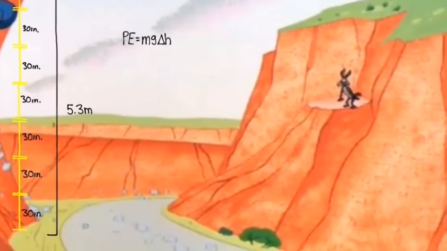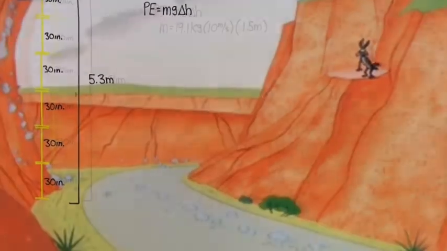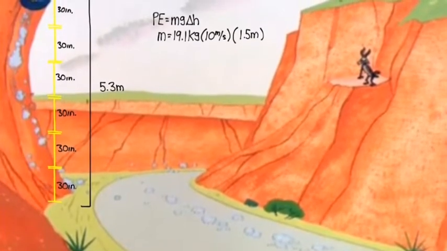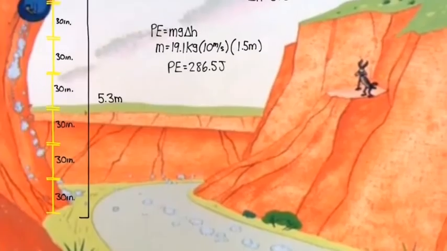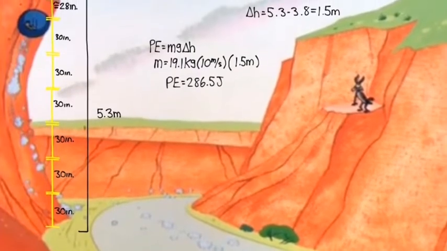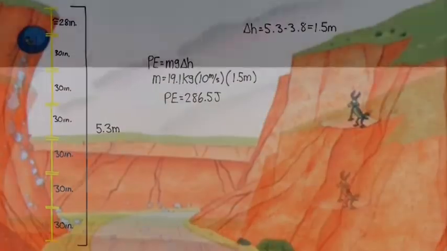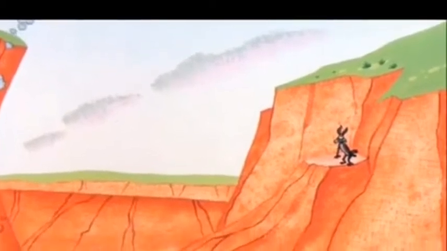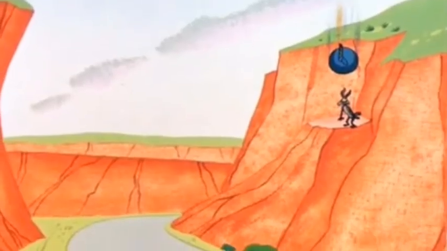Using the potential energy formula, I filled in my knowns, and I was able to see that the potential energy of the cannon at this point was 286.5 joules. This proves that the physics would not work because it is impossible for the cannon to start from a lower point and not conserve its energy as it gets higher.